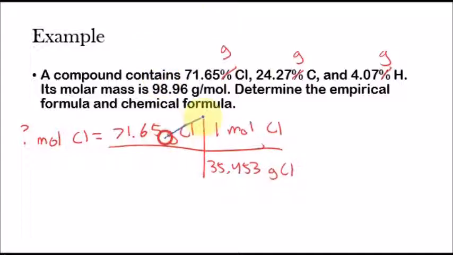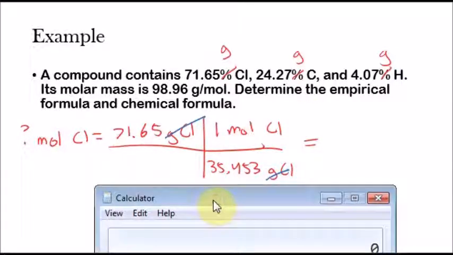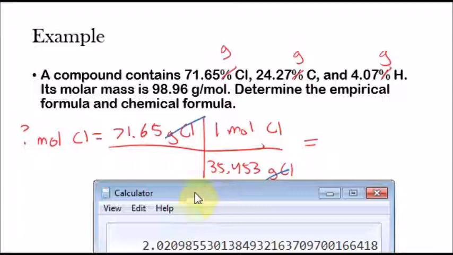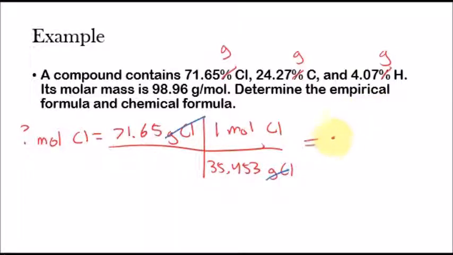Then grams of chlorine cancel out with grams of chlorine. We wanted moles of chlorine, and that's what we have. Now we can go ahead and multiply everything out and then divide. So 71.65 divided by 35.453, and we will get this. Our answer needs to be rounded to 4 significant digits because this number has 4 significant digits, and this number has 5. So our answer is going to be 2.021. Okay, 2.021 moles of chlorine. Alright, great.